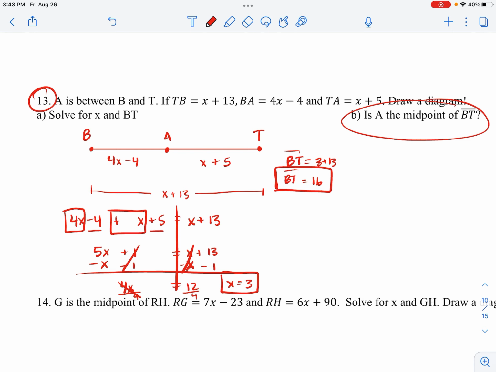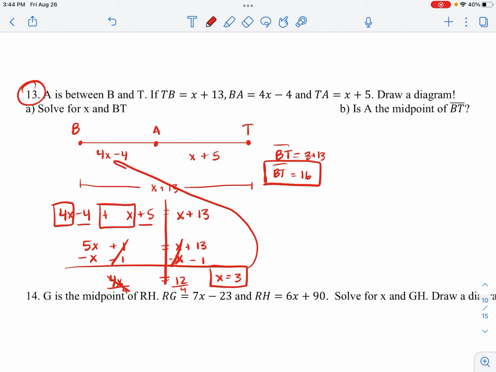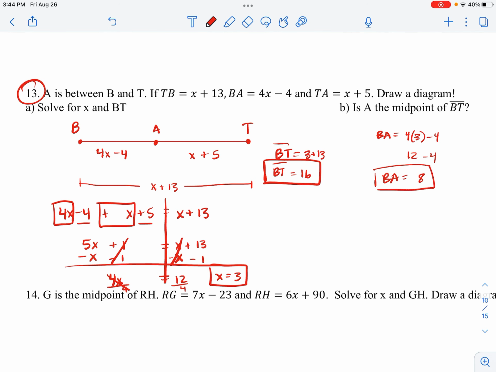B. Is A the midpoint of BT? Well, we could find out. What we would do is we would plug it in and see if it works out. So for instance, BA is equal to 4 times x minus 4, and 4 times 3 minus 4. 4 times 3 is 12. 12 minus 4 is equal to 8. And BA is equal to 8.